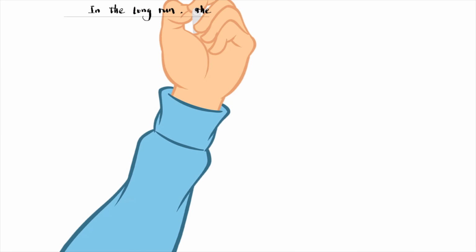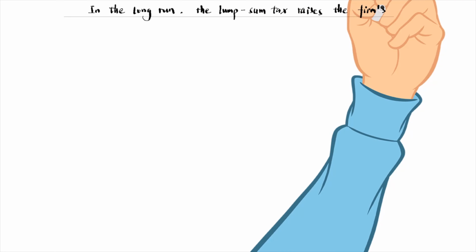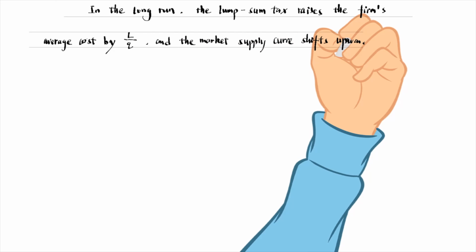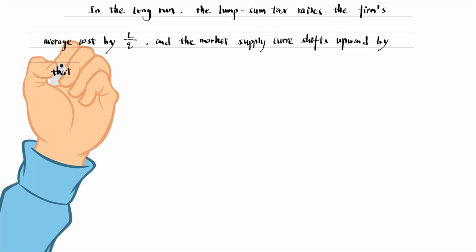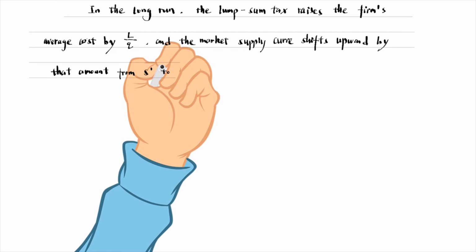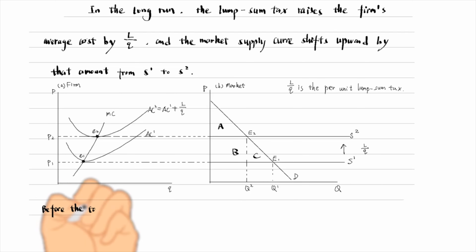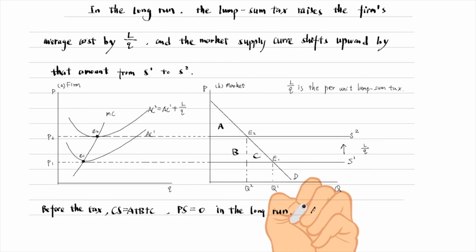In the long run, the lump sum tax raises the firm's average cost by L over Q, which is the per unit lump sum tax. The market supply curve is horizontal at the minimum long-run average cost. It shifts upward by the per unit lump sum tax from S1 to S2. Before the tax, the market equilibrium is E1, and the consumer surplus is the area A plus B plus C. The producer surplus is zero in the long run.